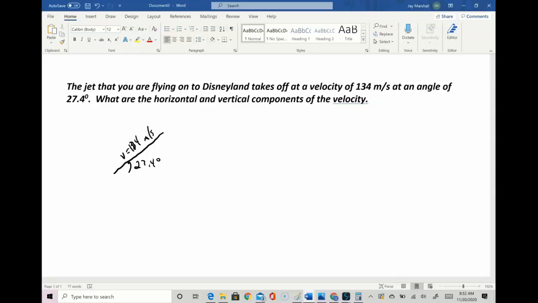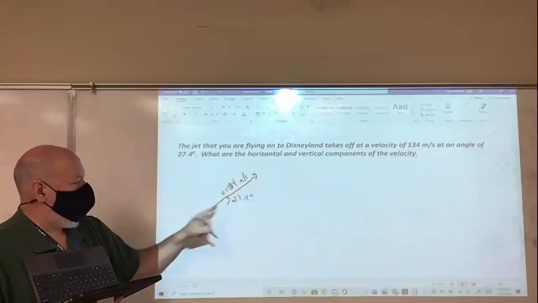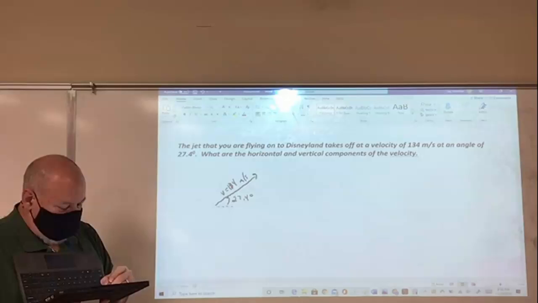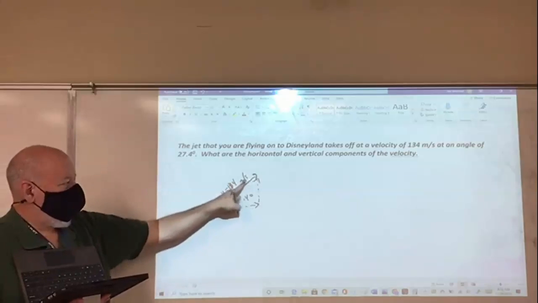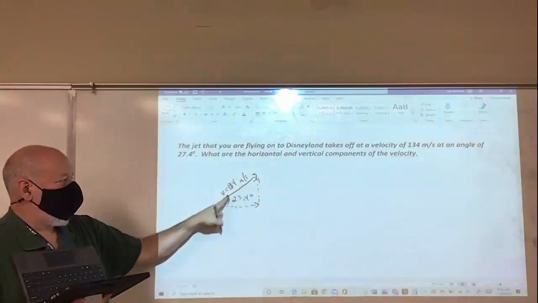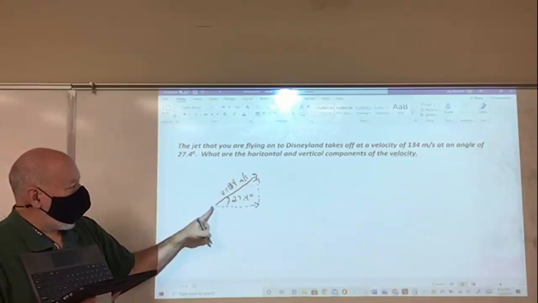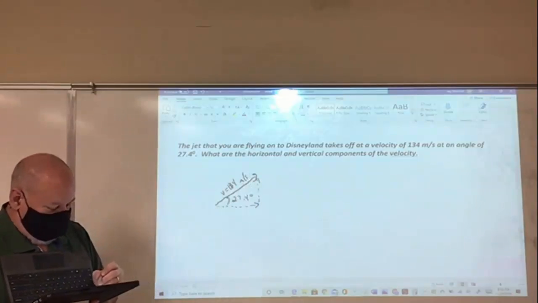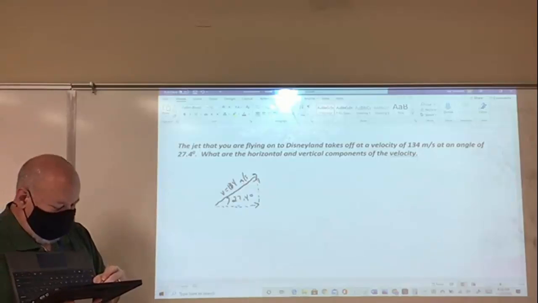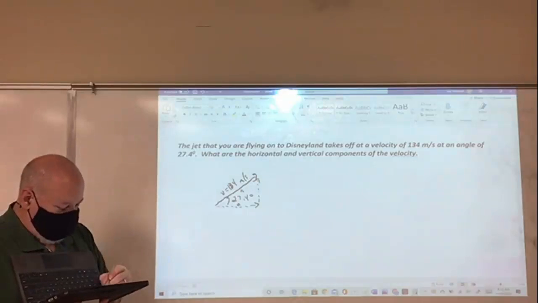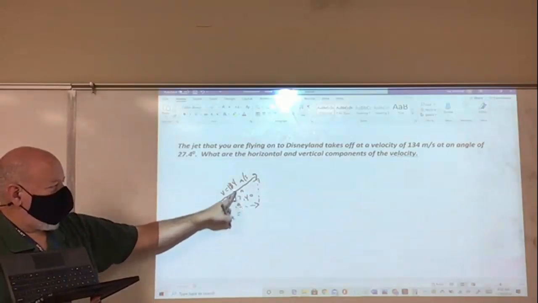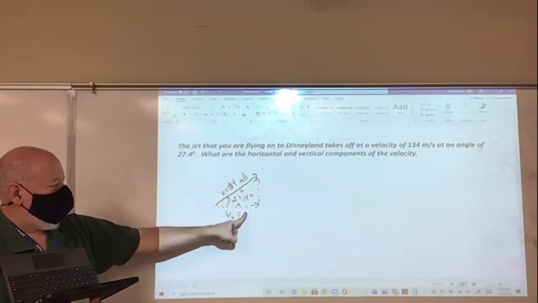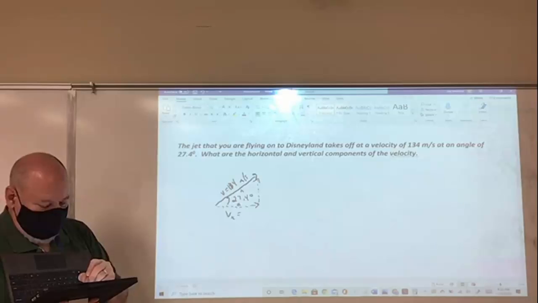I've got the final result here. I want to know what the two vectors are that I add together to get this final result. My final result is the velocity of 134 meters per second. I want to know what the vectors are that I add together to get that. And I know that this is the adjacent side and this is the hypotenuse. So when I want to find this side, the velocity in the x direction, I know I'm going to have to use the cosine. What side do I have? Hypotenuse. What side do I want? Adjacent. Therefore, I have to use the cosine.